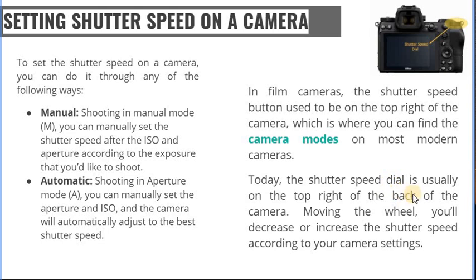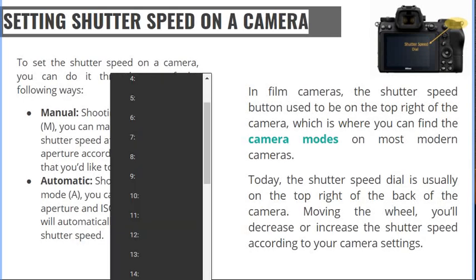So, today, the shutter speed dial is usually on the top right, ayan, diba? Of the back of the camera, moving the wheel, you decrease or increase the shutter speed according to your camera setting. So, doon po natin ina-adjust ang ating shutter speed.